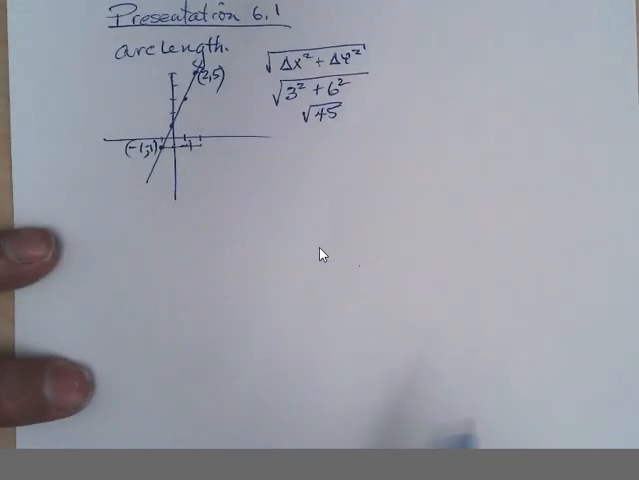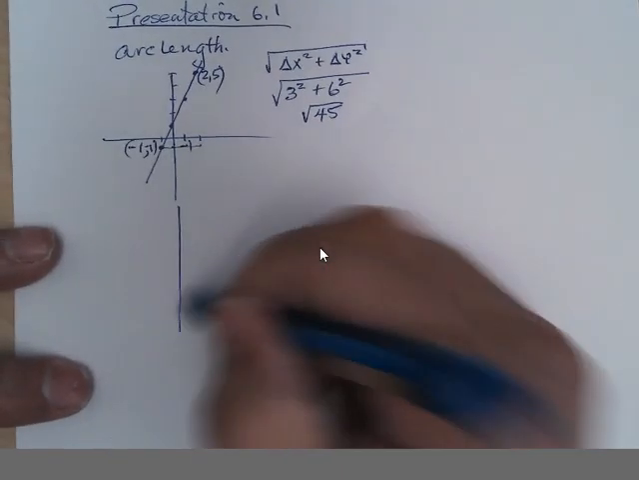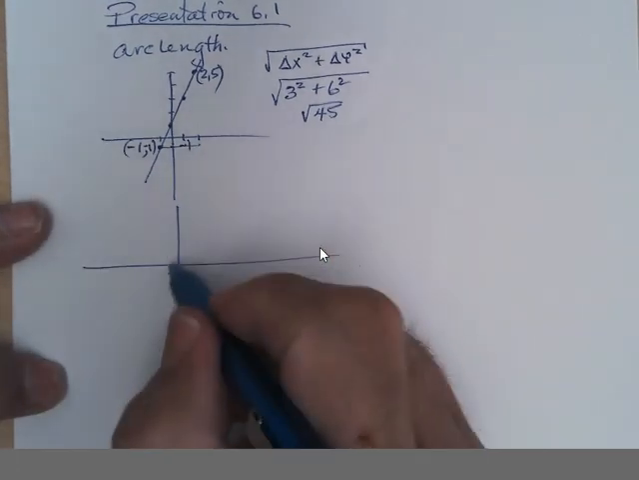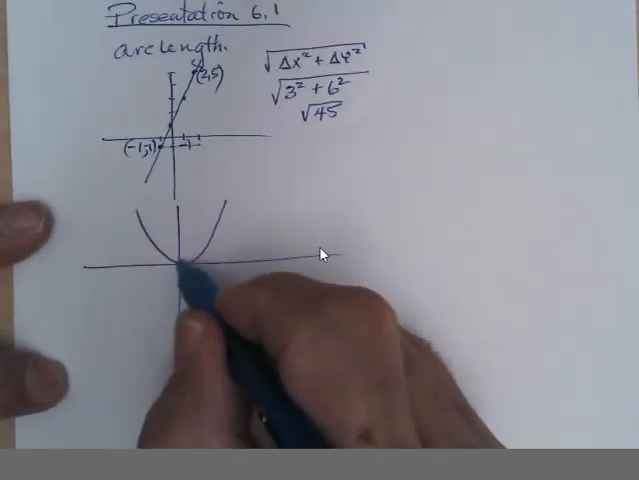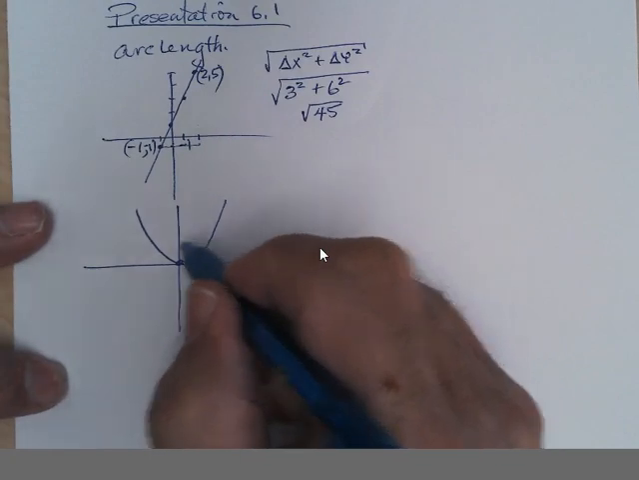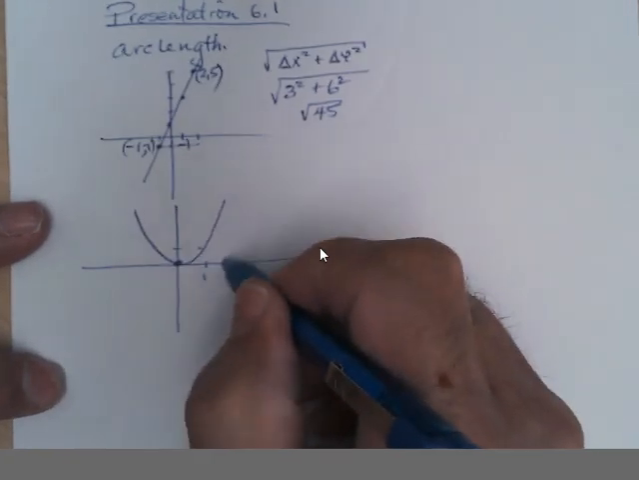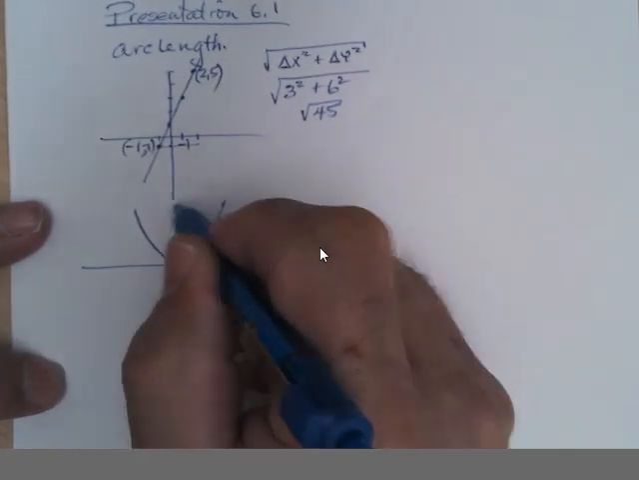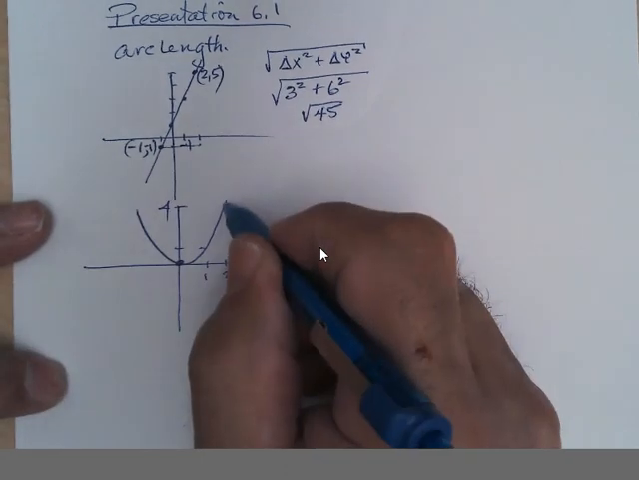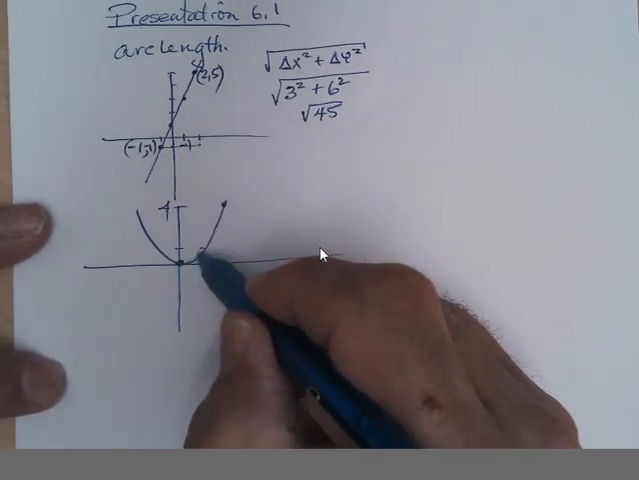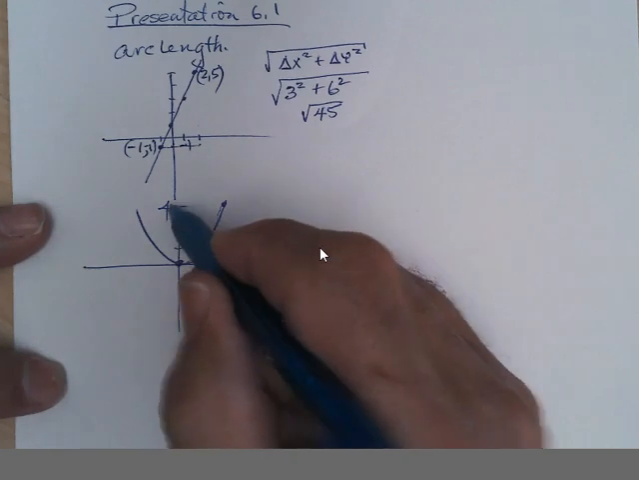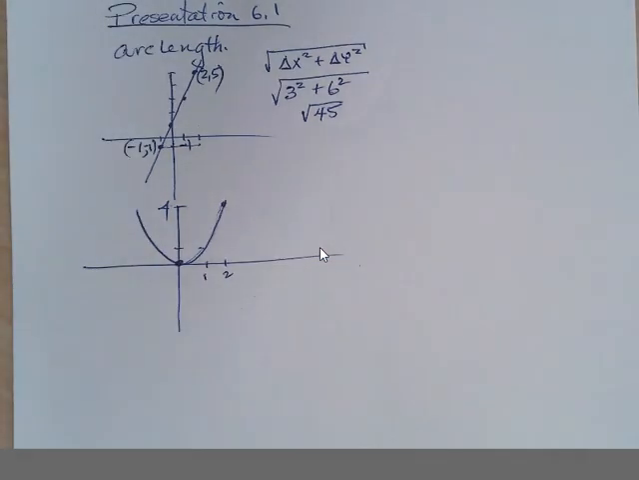Okay, so then I said, what if it wasn't a straight line, but it was a curve, like a parabola, which goes through 0, 0, 1, 1, and 2, 4. How far, if you follow the curve, is it from 0, 0 to 2, 4? Well, it's not a straight line, so it's a little harder to do.